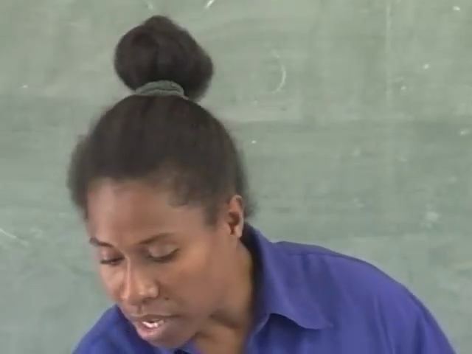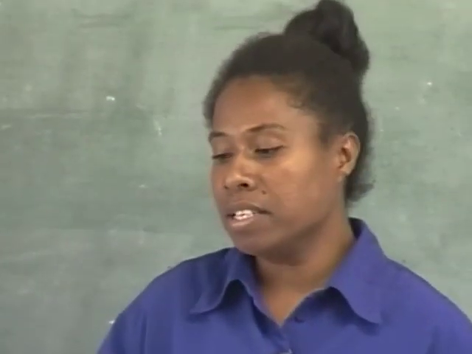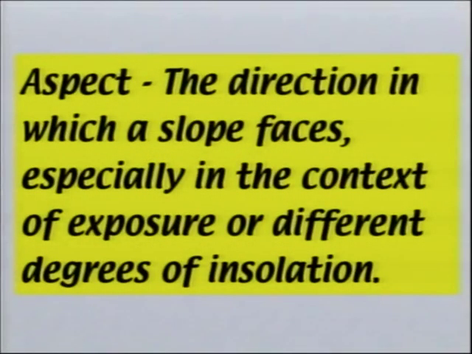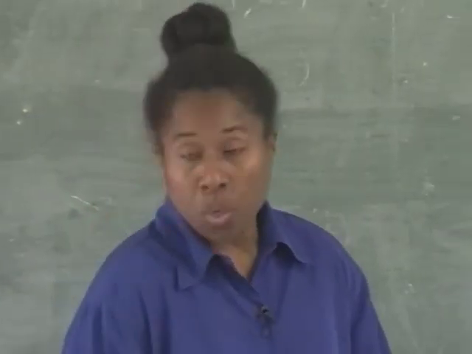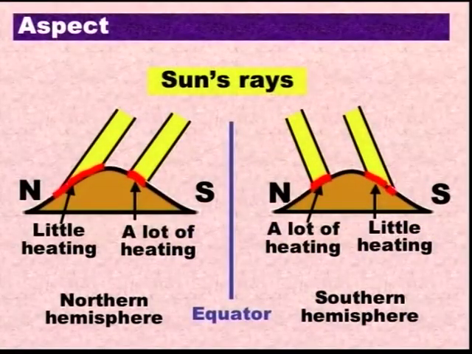But before we go ahead to looking at pollutants in the atmosphere, from our last lesson we looked at aspect, and the definition given is that it is the direction in which a slope faces, especially in the context of exposure or different degrees of insolation. Aspect is more common in the high latitudes or the temperate regions. We had 2 diagrams to show what happens to the northern slope and the southern slope of hills or mountains, especially in the temperate latitudes.